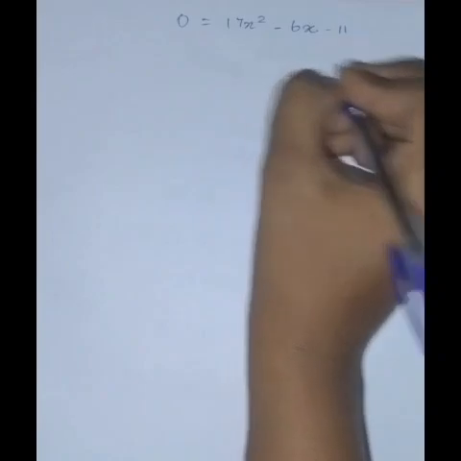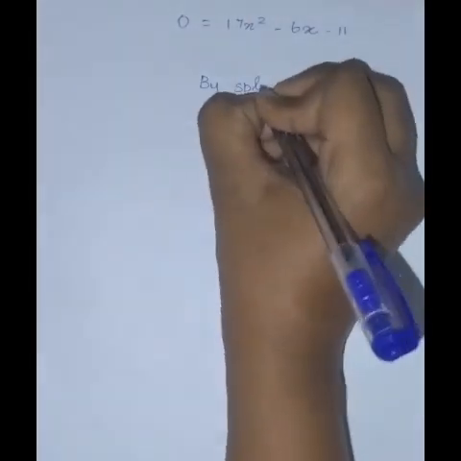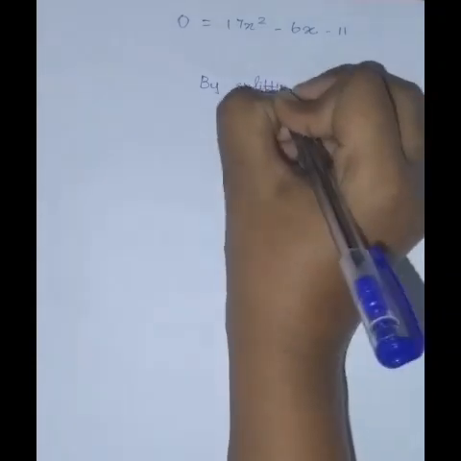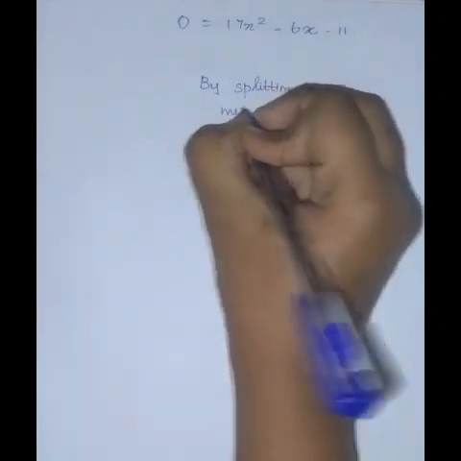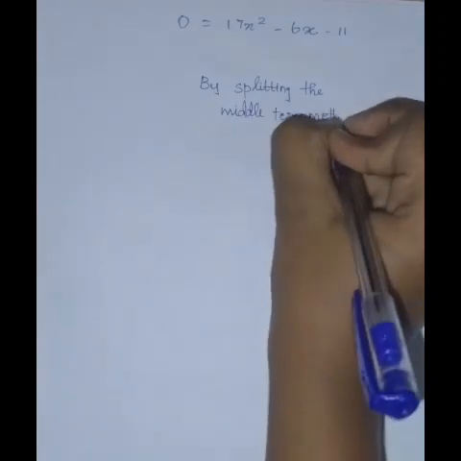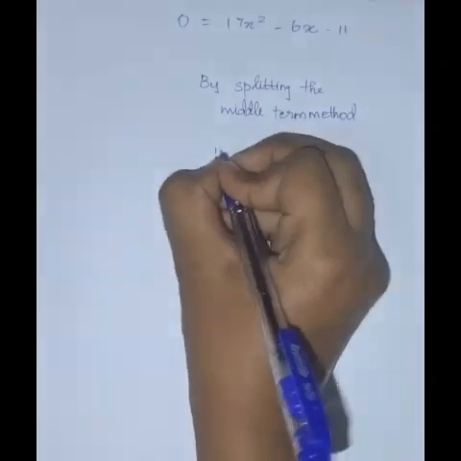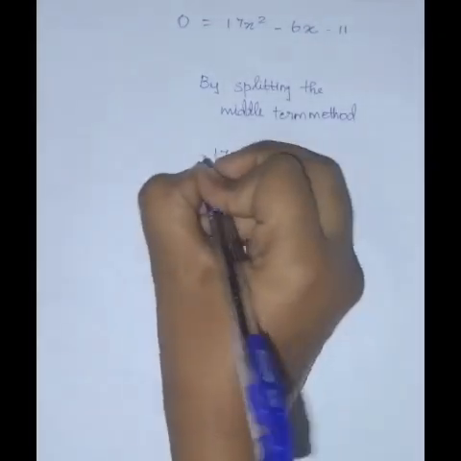Now we are going to use the splitting the middle term method. We can either go for splitting the middle term, or else we can use the b square minus 4ac formula and we can find. But the simple way is going with splitting the middle term. But you can better use b square minus 4ac as we are learning quadratic equations.